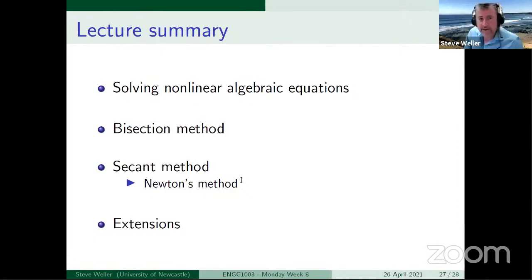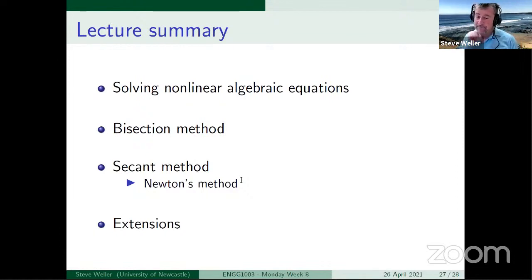So in summary, I've introduced what it means to solve nonlinear algebraic equations, and we've introduced these two methods, bisection and secant. I've given you the code for those. I've also introduced a little bit of mathematics to justify each one. The point of this course is not necessarily to derive the mathematics for both, but I do expect you to be able to use both these algorithms. And I've given you the code for doing it.